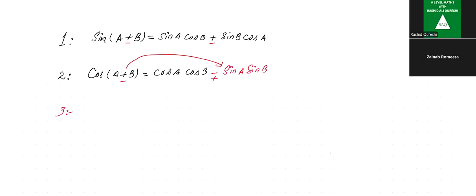The third formula, I will write with the green marker, just like this one. Tan of A plus B is equal to tan of A, that is the first angle which is given over here, and the plus means plus over here. Then we have tan of B divided by 1 as it is, the plus becomes the minus sign, and tan of A into tan of B.